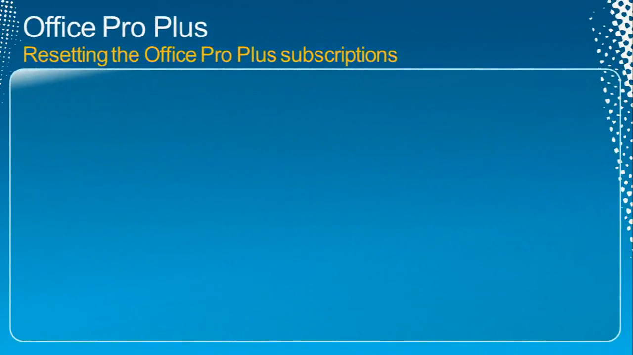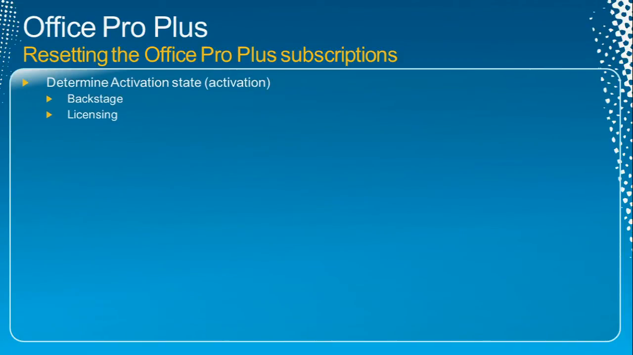So we'll wrap up here with: I've deployed it, got things working, but might have some issues. How do I think about troubleshooting activation and the unique subscription elements? A few things we can look at there.